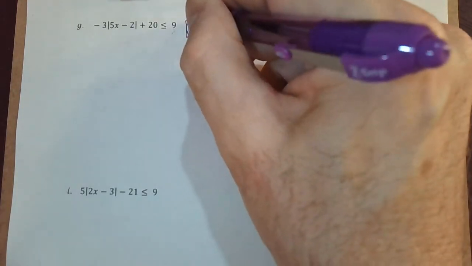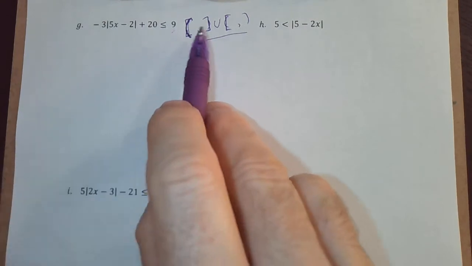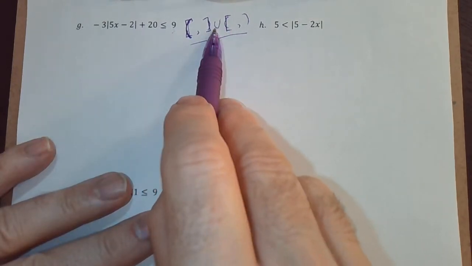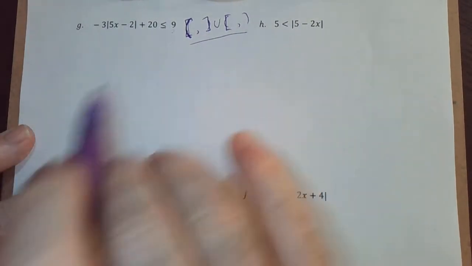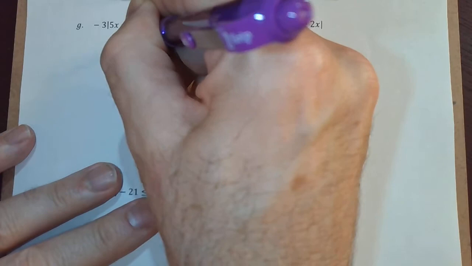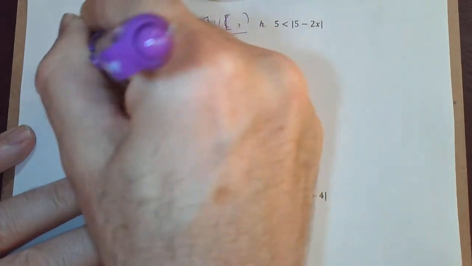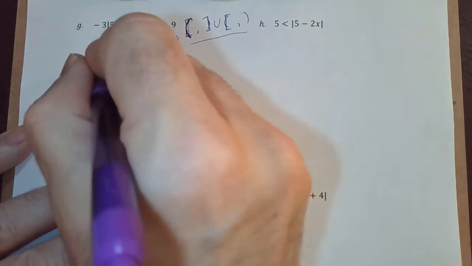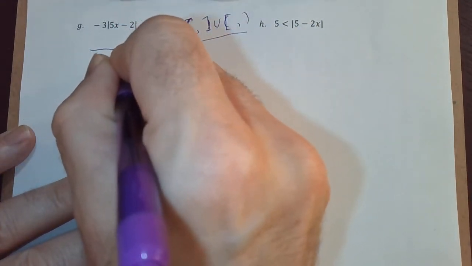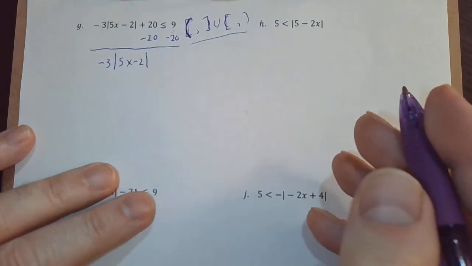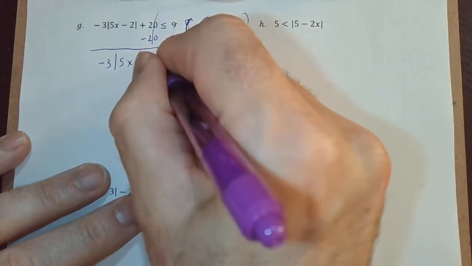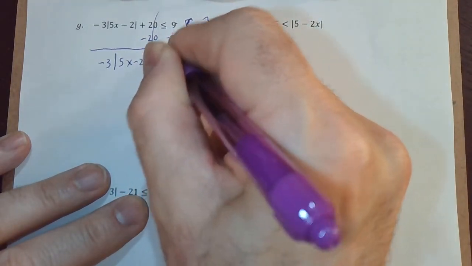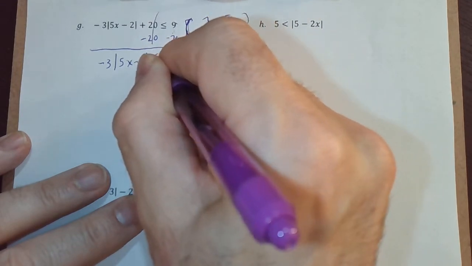Actually not quite like that. Well, we'll see. The important part is there are going to be 2 intervals unioned together. And it's not essential that you were able to figure that out by looking ahead. Let's just do it step by step. Let's subtract 20 from both sides. So that gives me -3 times 5x minus 2 in absolute values. That cancels. And then 9 and a -20 would give me a -11. And that's a less than or equal.